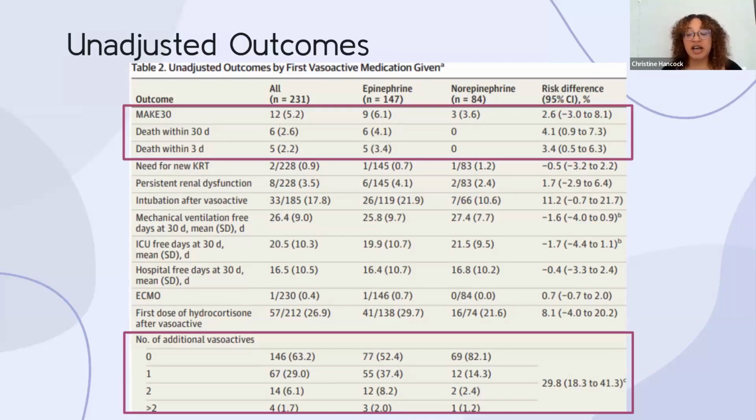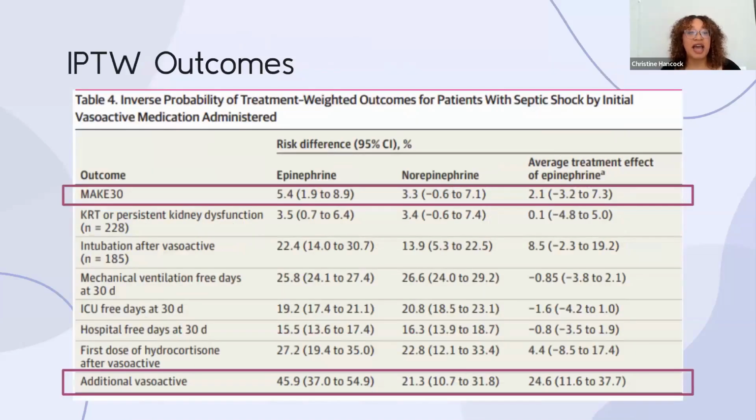In terms of the other secondary outcomes, there were really no difference except for the number of additional vasoactives, which they did see that there was more vasoactives needed in the epinephrine group. And so going back and looking at our adjusted outcomes, we talked about our inverse probability of treatment weighted outcomes. And so very similarly, they looked at our primary outcome and our secondary outcomes. And so for our primary outcome, they saw that there is maybe a 2.1% increase of MAKE 30 in the epinephrine group, but this wasn't statistically different.